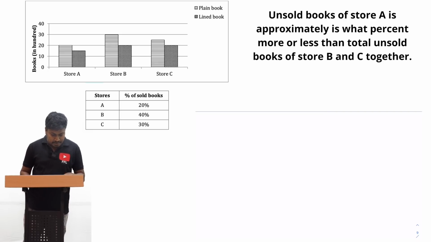Fourth question. The unsold books of A are approximately what percentage more or less than the unsold books of B and C together?